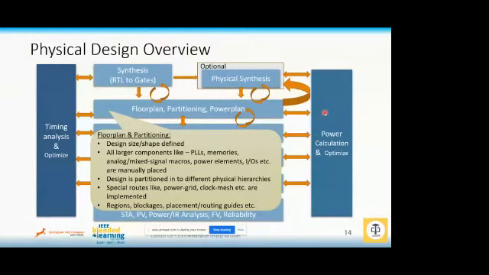And then you also partition the design. Let's say your design is too big, then you break it into partitions. It can be subsystems, and the levels of hierarchy are decided by the complexity of your chip. I have seen chips ranging from 4 levels of physical hierarchy to up to 7 levels of physical hierarchy. It depends on the size of the design that we have. And then you also do special routes and clock meshes during the floor plan stage.